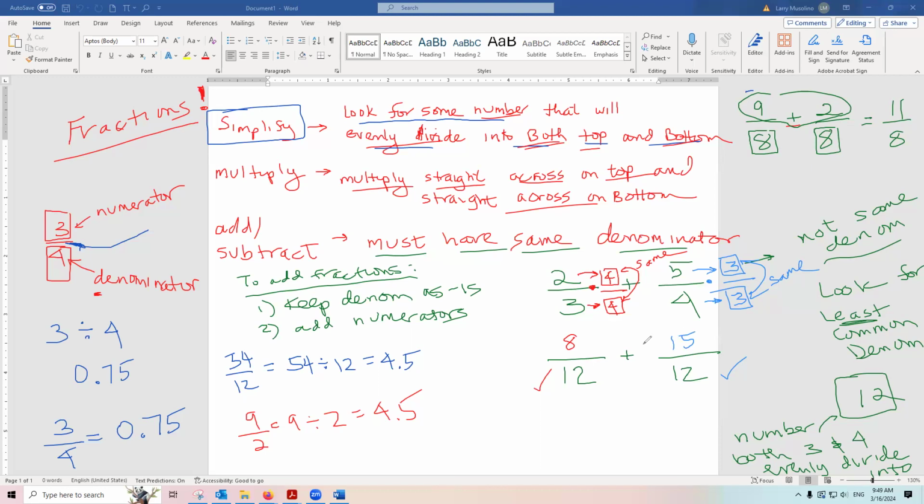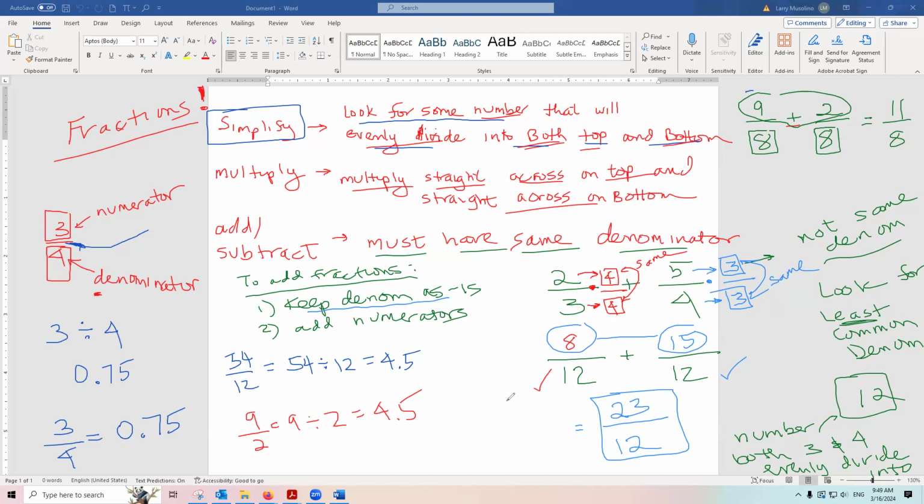Well, now I do have the same denominators. So I'm going to go ahead and add them. Well, here's how you add fractions that have the same denominator. Keep the denominator as is. So I'm going to leave that as 12. Add the numbers on top together, 8 and 15, that's 23. So here's my answer, 23 over 12.